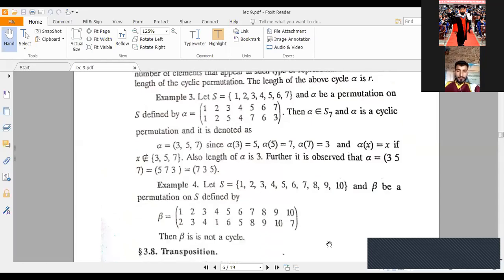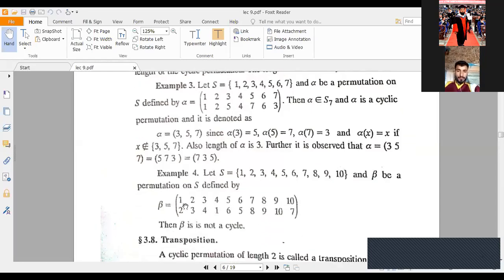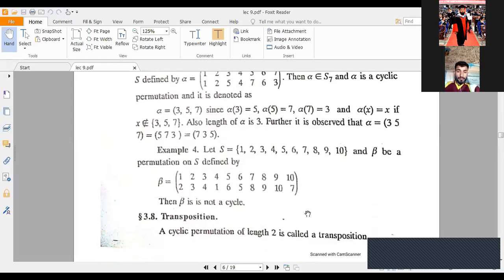Again, take another example. Now here beta is not a cyclic permutation. Why? 1 goes to 2, 2 goes to 3, 3 goes to 4, 4 goes to 1. Again 5 goes to 6, 6 goes to 5, 7 goes to 8, 8 goes to 9, 9 goes to 10, and 10 goes to 7. It means there is no element with alpha of x equal to x. All of these are cycles, but in a cyclic permutation there should be at least one fixed element, alpha of x equal to x, and there is no such x. That's why this is not a cyclic permutation.